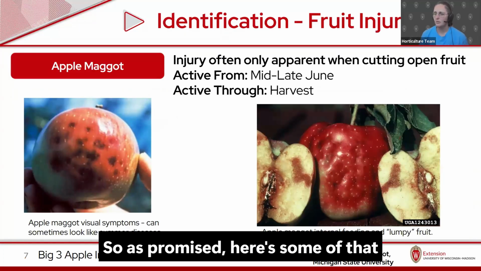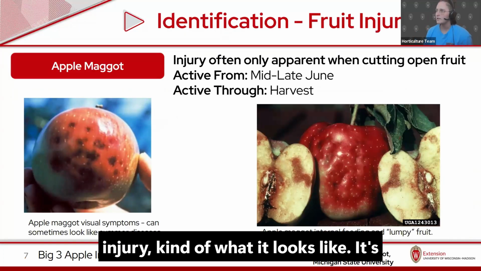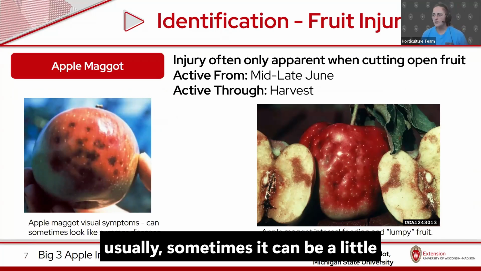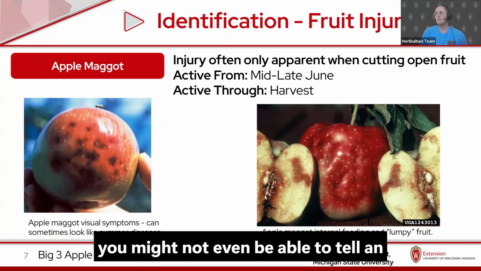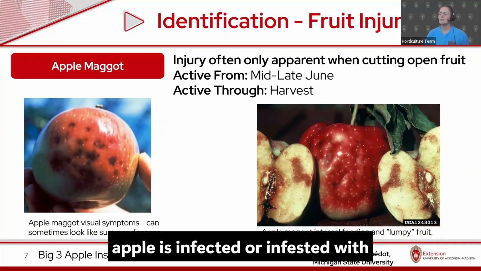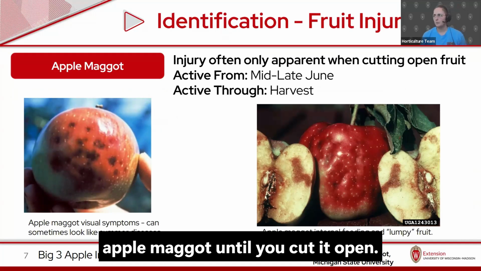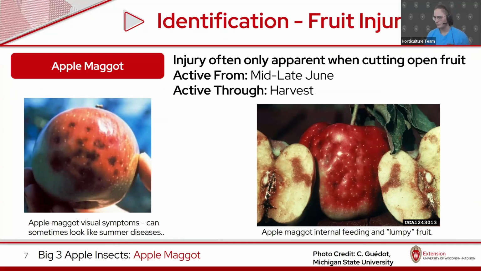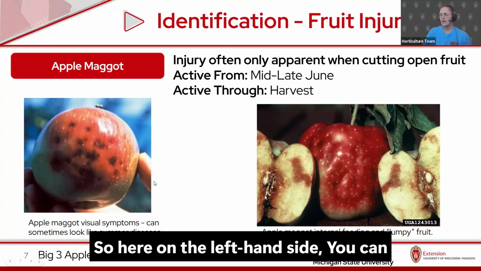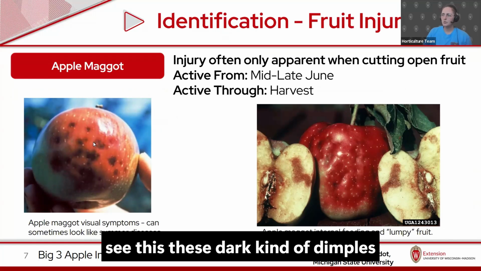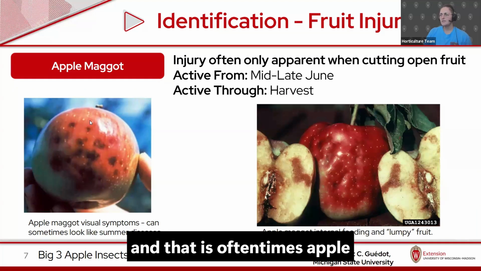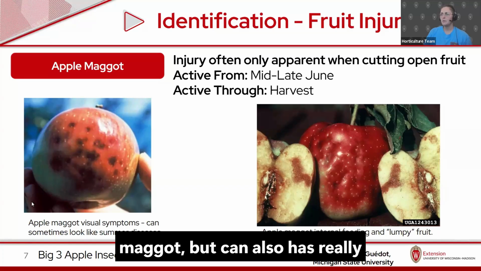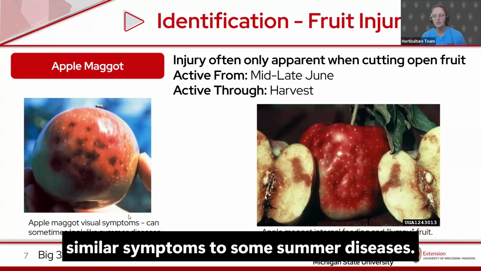So as promised, here's some of that injury, what it looks like. It can be a little sneaky, and a lot of times you might not even be able to tell an apple is infested with apple maggot until you cut it open. So here on the left-hand side, you can see these dark dimples, spots on the outside of the apple, and that is oftentimes apple maggot, but it also has really similar symptoms to some summer diseases.